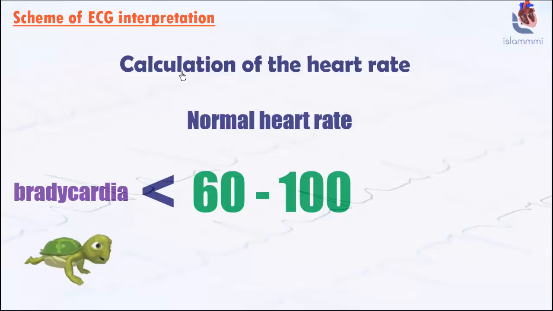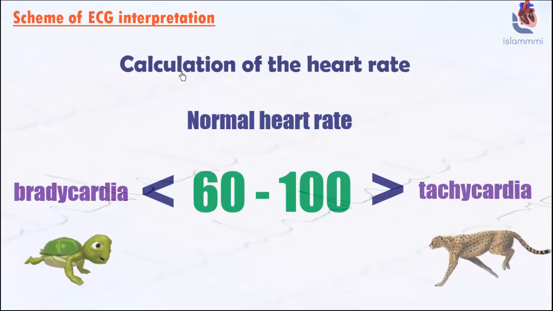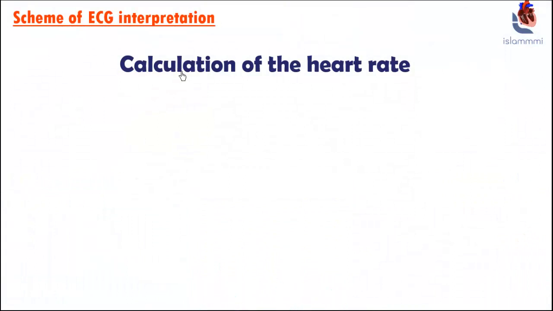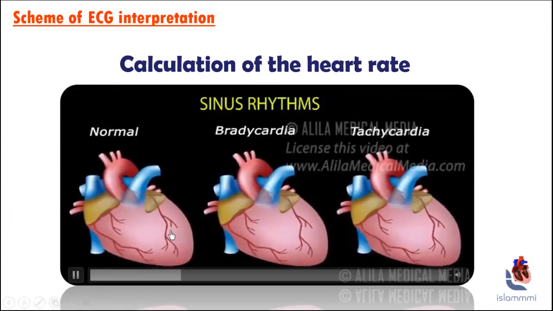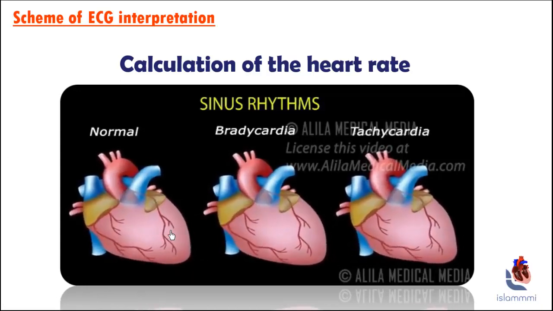And if it's more than 100, what do we call it? It's a tachycardia. It's like a cheetah, the fastest animal on the earth. So we have either normal, bradycardia, or tachycardia. So as we said before, this is the normal. This is very slow, and this is very fast. So bradycardia, tachycardia.